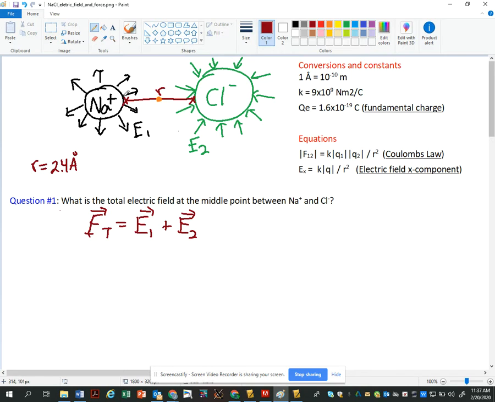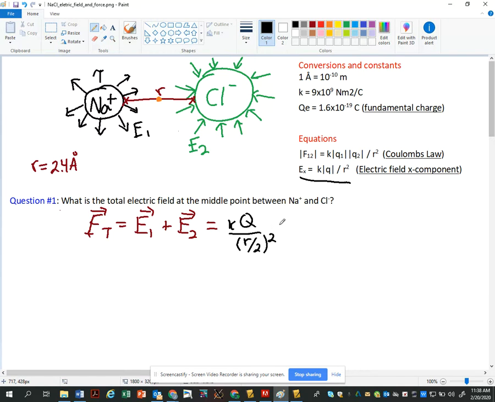By definition, for a positive charge, the electric field points away from the positive charge. This is my arrow for E1. And for a negative charge, the electric field points towards the negative charge. So I'm going to use the equation for the electric field, which I have here. Electric field equals constant times charge over the distance squared. Now notice that the distance will be half of whatever r is, which is 2.4 angstroms. So I'm going to say that is r over 2 squared.